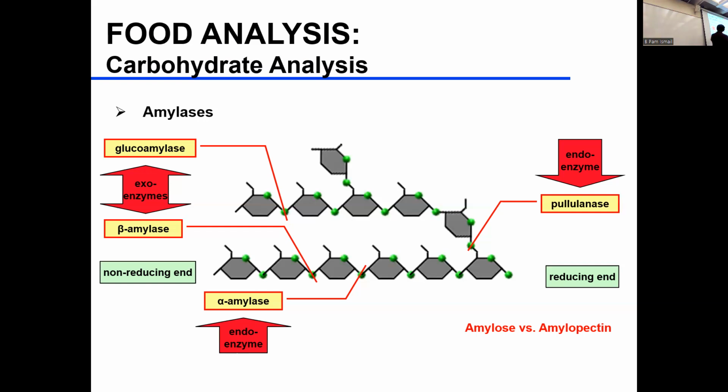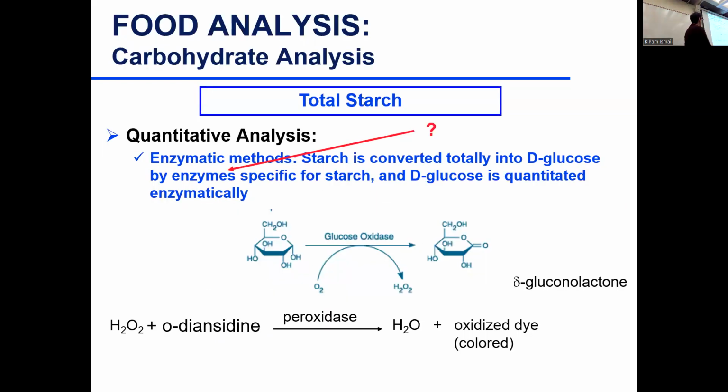Okay, so for beta amylase and pullulanase to act on the starch, it has to be gelatinized first. And it cannot act on retrograde starch. So keep that in mind. It's very relevant in the next couple of slides. Okay, so we break down the starch into glucose, and then we want to analyze glucose using enzymes.